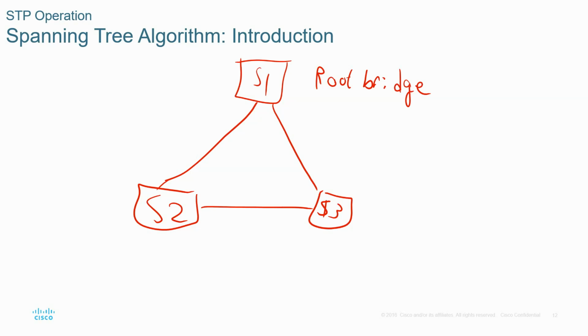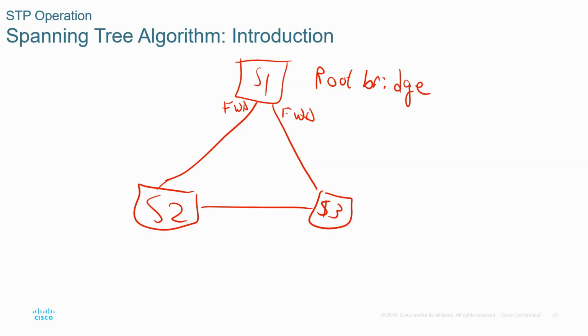Now, if S1 becomes the root bridge, all the ports on S1 are directly put in the forwarding state. Okay, so now all the ports on S1 can send and receive packets. If the ports on S1 have been before in the blocking state, they have to transition to the forwarding state. But basically, all the ports on S1 are now in the forwarding state.